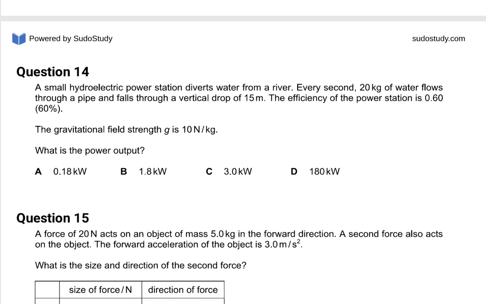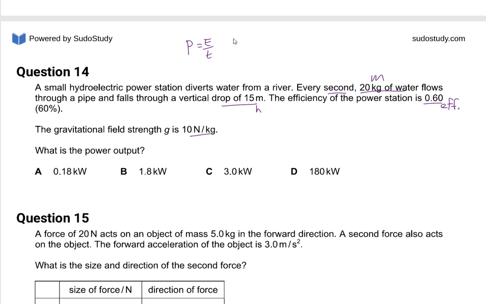What is this one talking about? Okay, so power, we need to work out power. Power is energy over time. They try to divert water from the river every single second. We know the mass of the water, we know the height the water drops, h, and we know that the efficiency is this much. Gravity is given to me. Okay, how can I work this out?